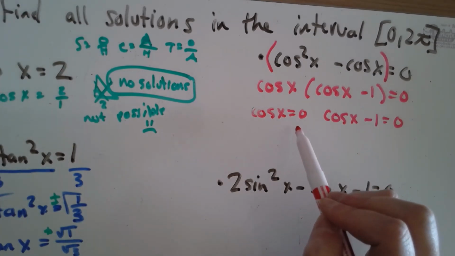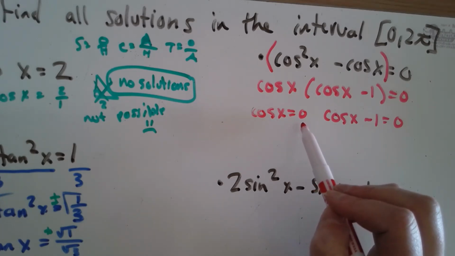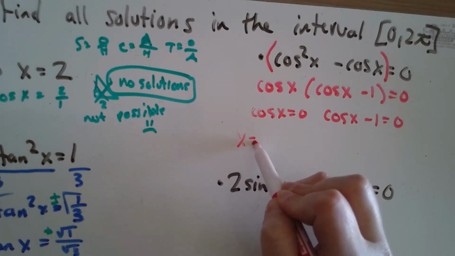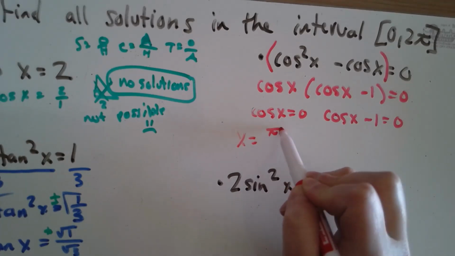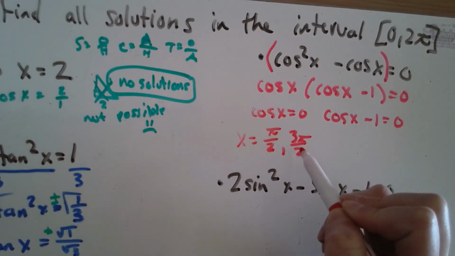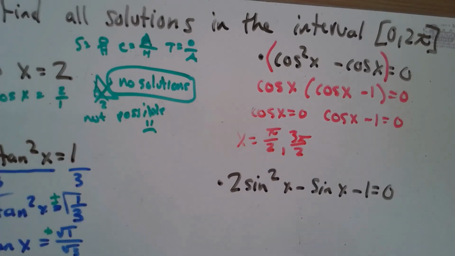So cosine is 0. Cosine is our x value. And again, you guys should have your unit circle. If you look at your unit circle, cosine is 0 at pi halves and 3 pi halves. Okay, so pi halves and 3 pi halves. So there's two answers there.